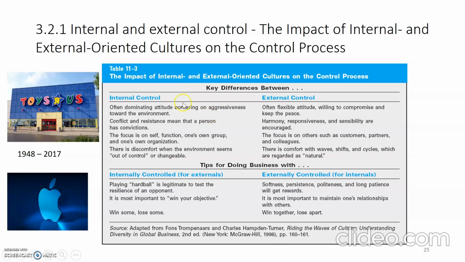To do business with firms with high internal control, usually people play hardball or try to win their objective. If you are trying to do business with firms with external control, usually they go with softness and persistence, to maintain a long-lasting relationship. An example of a firm with high internal control is Toys R Us. An example of a firm with external control is Apple. You can differentiate the two.